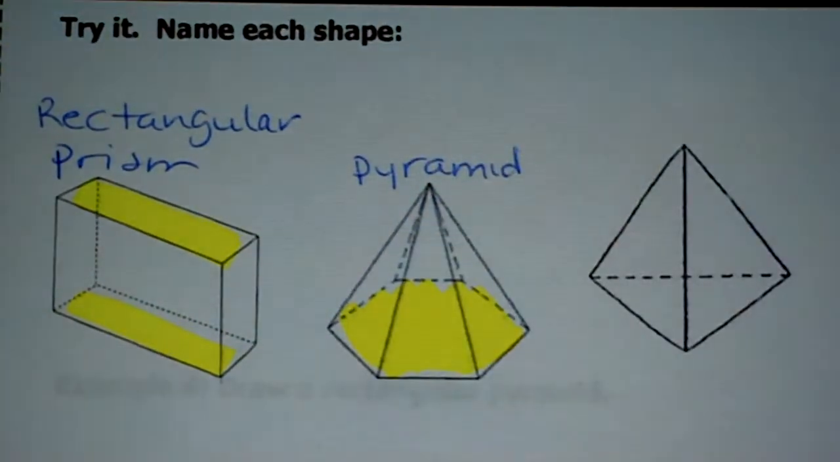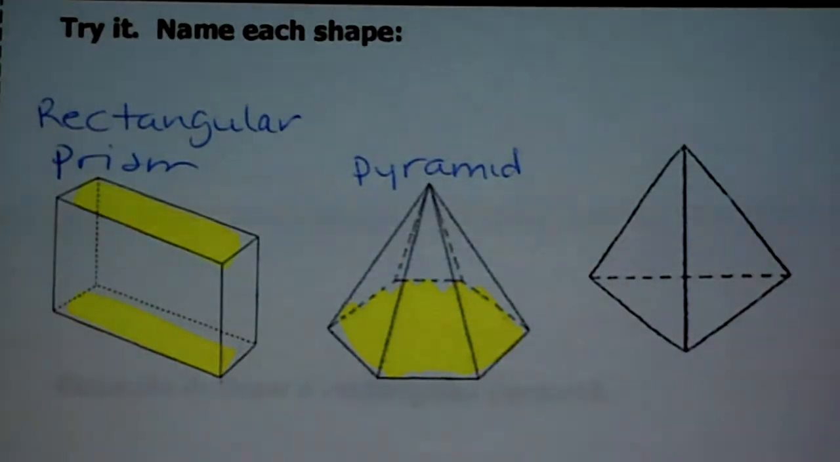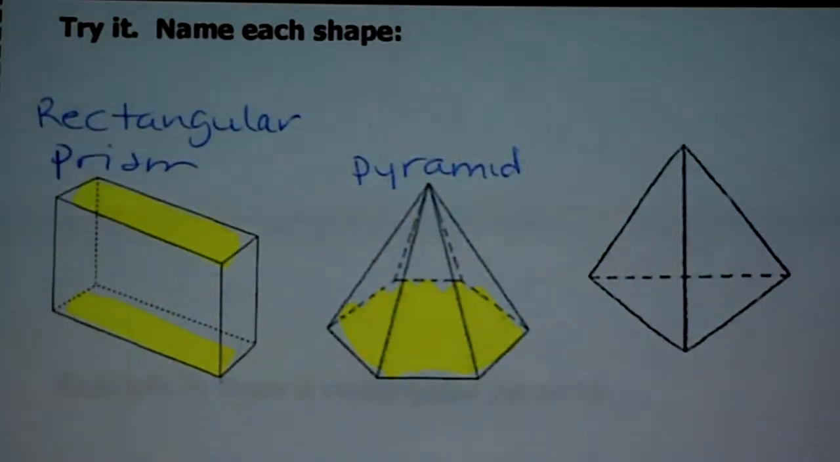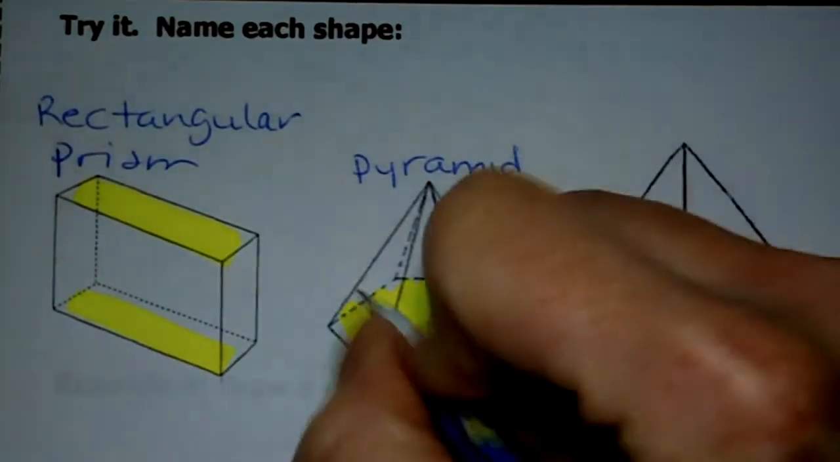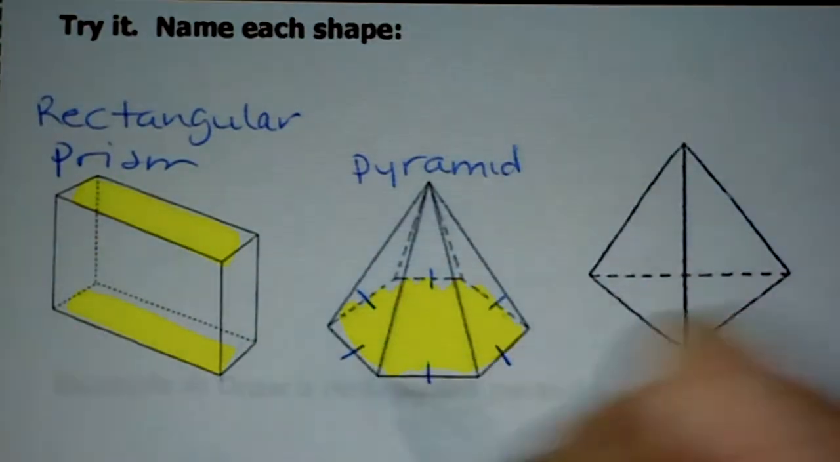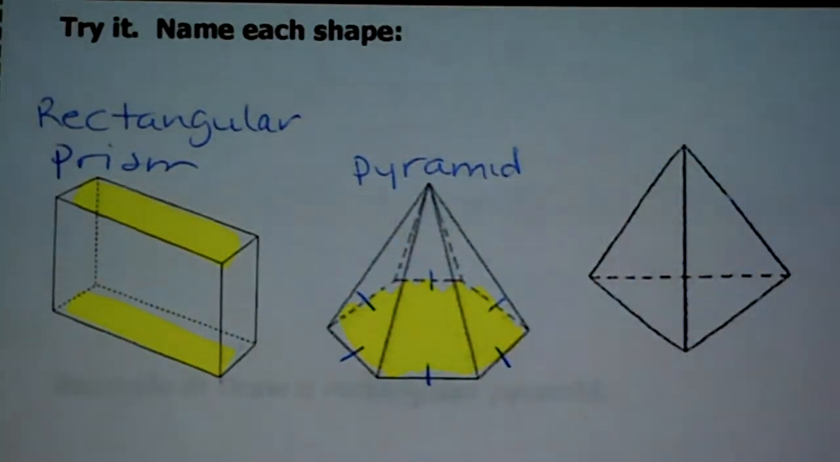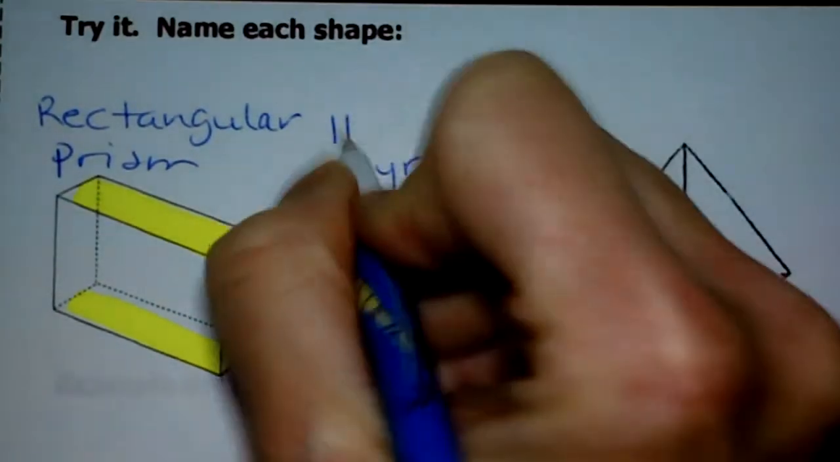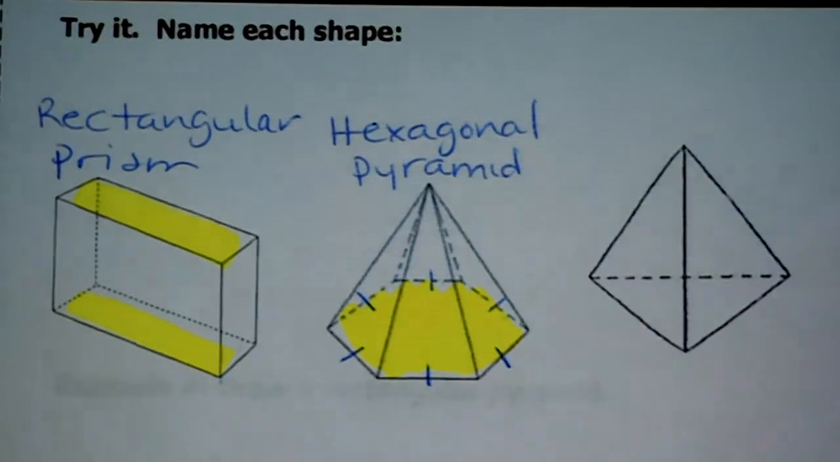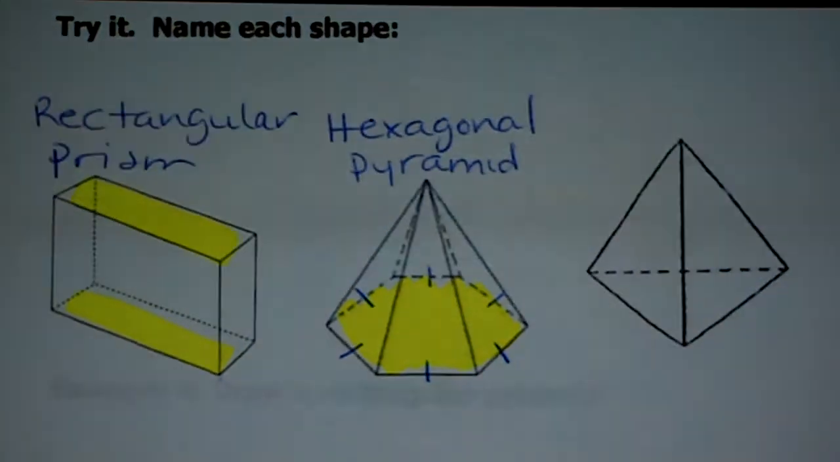Now you have to tell me what kind of pyramid it is. So we need to know what this base is. Let's see how many sides it has, because that's pretty much how you name a base. We have 1, 2, 3, 4, 5, 6 sides to this base. Do you remember what a 6-sided polygon is called? It is called a hexagon. That makes this a hexagonal pyramid.